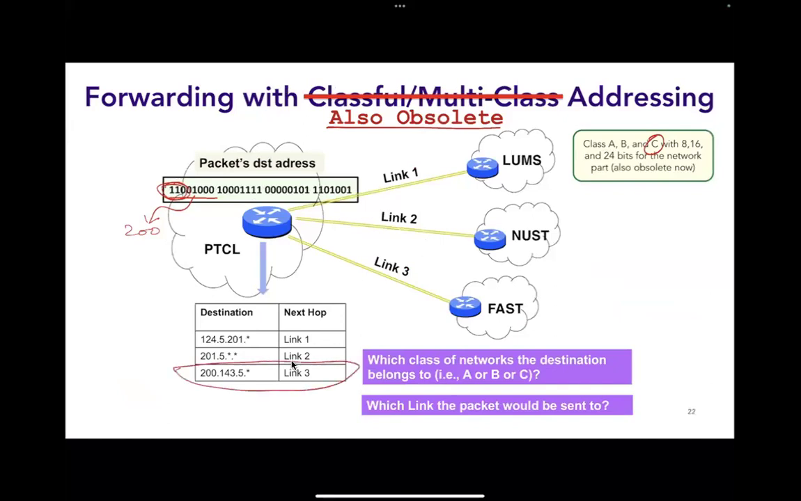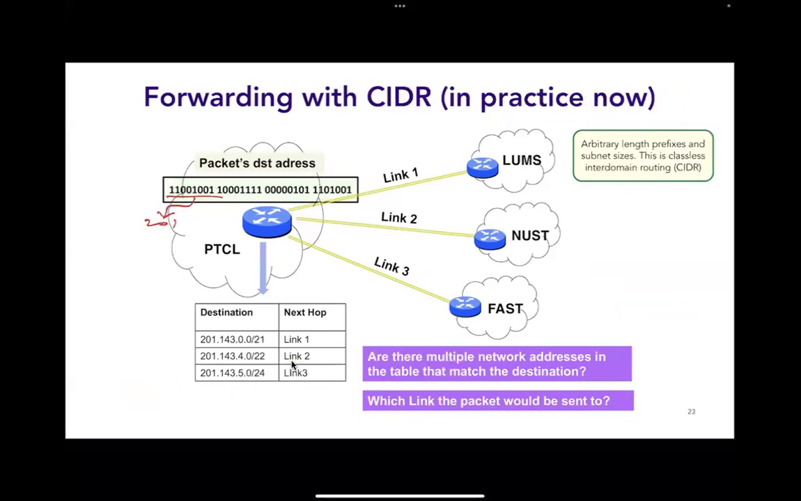Okay, now let's consider an example of CIDR, which is the practice these days, and the forwarding of this IP address, in which the first 8 bits represent 201, and then we have the next 8 bits, they represent 143, and then we have 5, and then we have whatever number this is. Okay. If you look at this IP address, we do not have any fixed length of prefixes. So instead of writing just these IP addresses into the table, I will have the length of the prefixes included in the table. Now, this particular IP address matches all of these 3 entries.